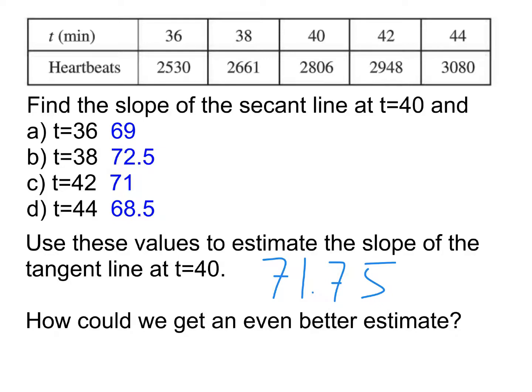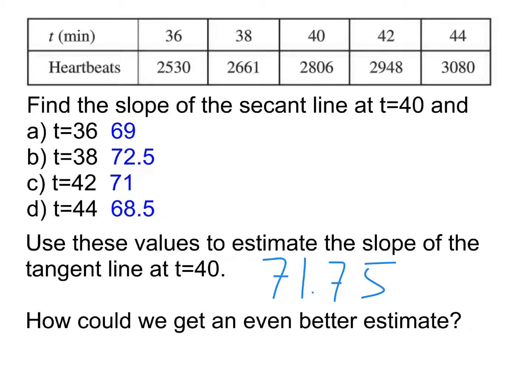No. There's nothing magical about being halfway between two other slopes here. However, it does give us a nice idea of about where it might be. But we might be able to get even closer to it. How could we get an even better estimate than that for our tangent line?